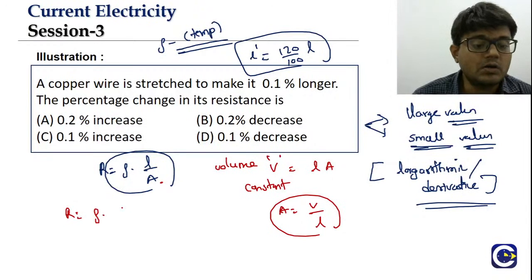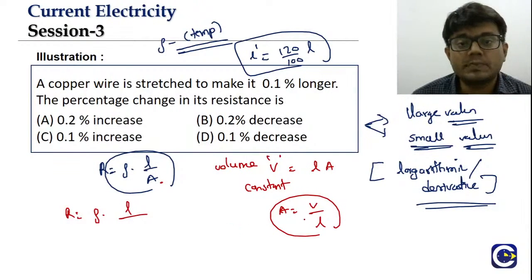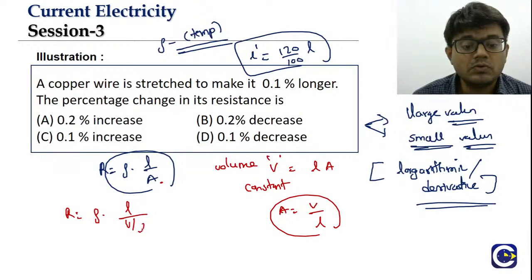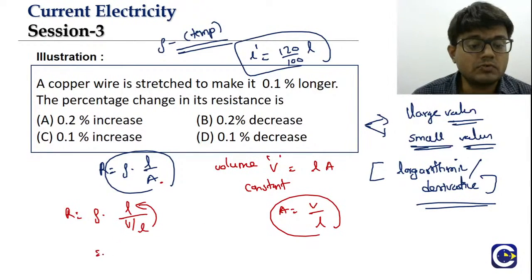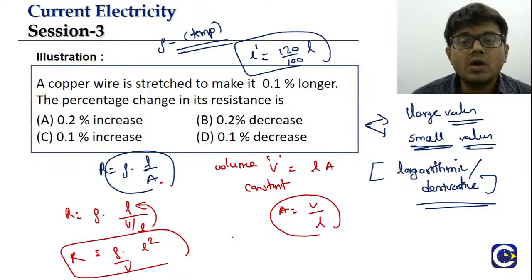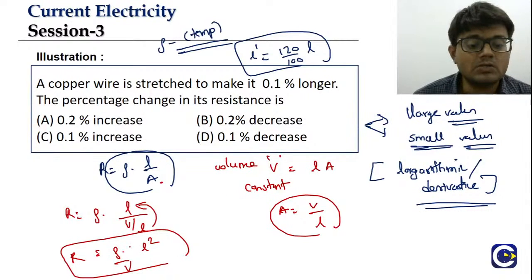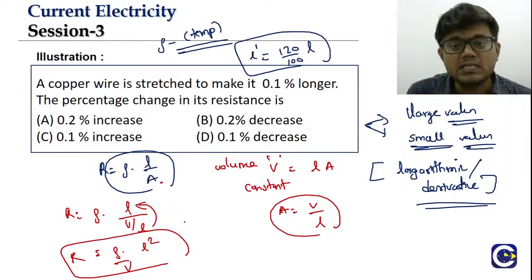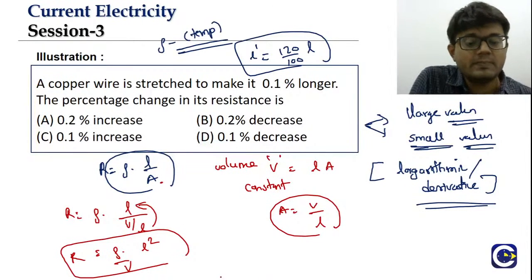Substitute this in. R is equal to rho into L by A; in place of A, we substitute V by L. On substituting, L goes to the numerator. So R is equal to rho into L square by V. We can write it like this: R is equal to rho by V into L square. Because rho is a constant, and V is also constant for that copper wire, it will not change.